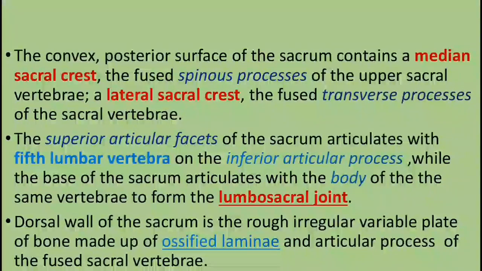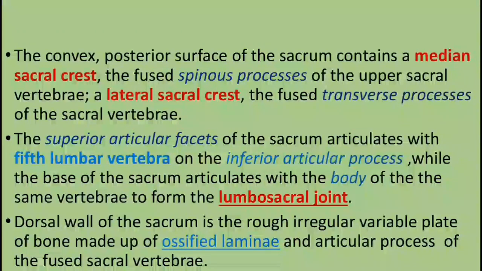The convex posterior surface of the sacrum contains a median sacral crest, the fused spinous processes of the upper sacral vertebrae, and a lateral sacral crest, the fused transverse processes of the sacral vertebrae. So these are the features of which we've been able to describe: the median sacral crest and the fused spinous processes, the lateral sacral crest and the fused transverse processes, which dominate that level.